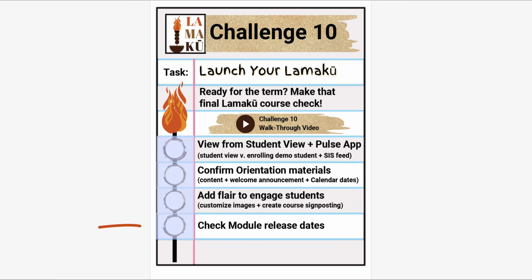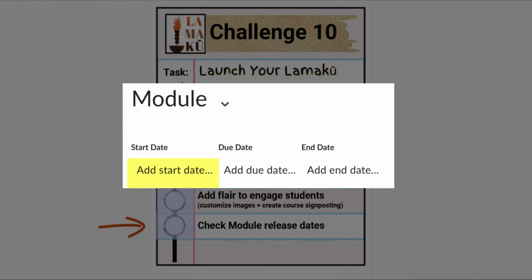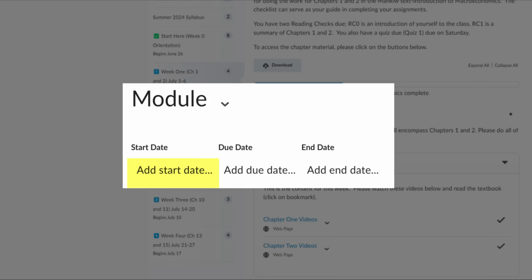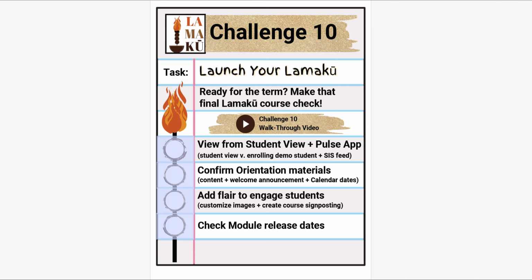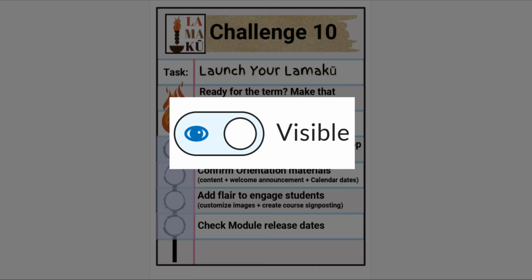And the last thing we're going to do in our challenge is just double check if we have locked our modules, that our release dates are all in order and match our syllabus. And then just a separate reminder that if you use module release dates, be sure that those modules and even your activities, assignments, discussions, and quizzes are visible, or else they will not show once the release date comes around.